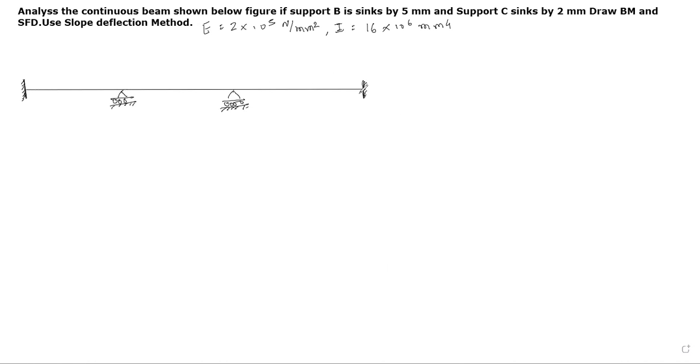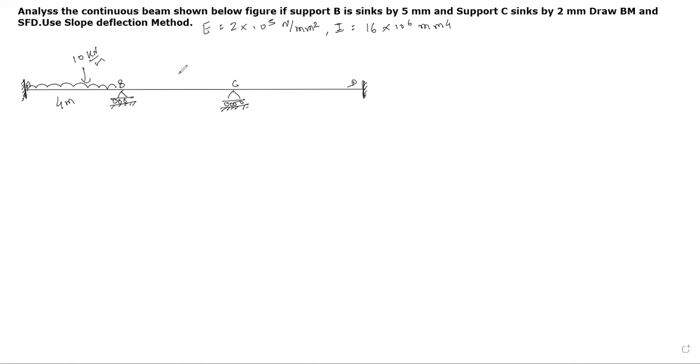This kind of beam is given. This is point A, this is point B, this is point C, and this is point D. In A to B, there is a uniformly distributed load. The intensity of load is 10 kN per meter, and the length of member AB is 4 meter.